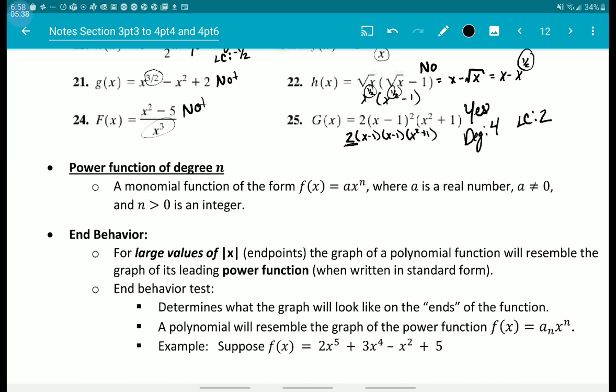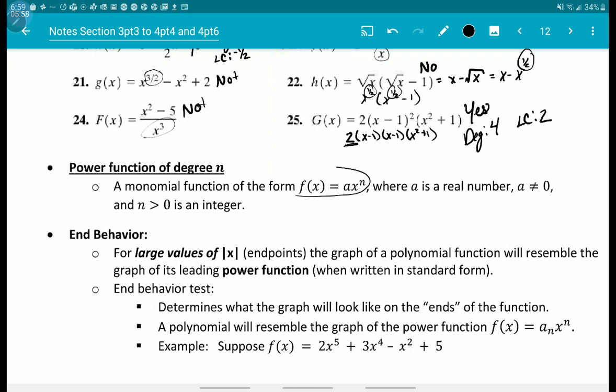Let's talk about power functions. A power function is a monomial function. Monomial means one term of the form ax to the n. A is going to be a real number. N is the exponent. Remember, it has to be bigger than 0. We're not going to talk about the 0 polynomial. It's just not very interesting here.